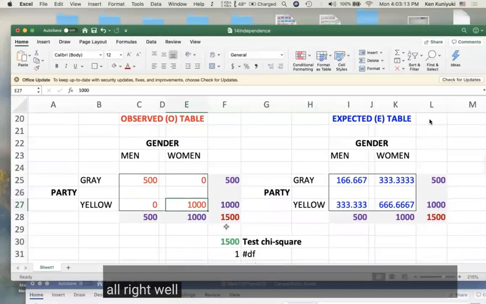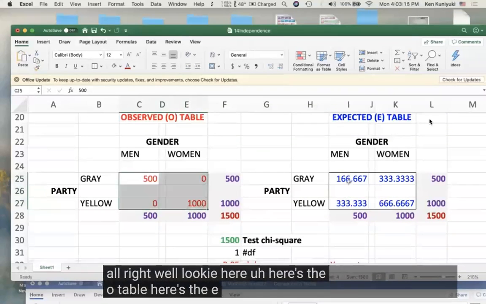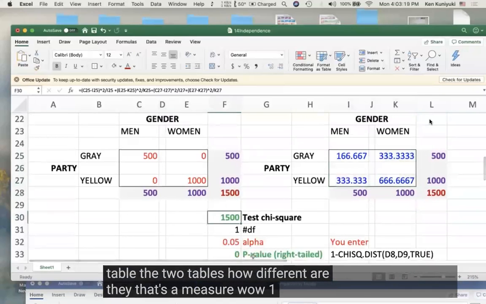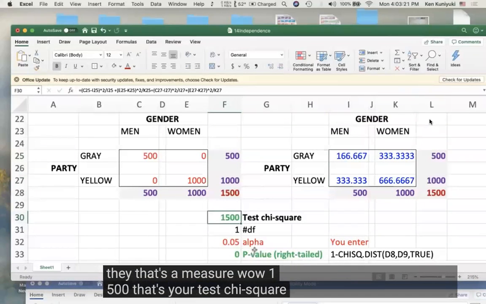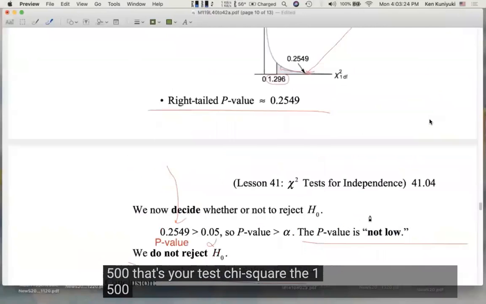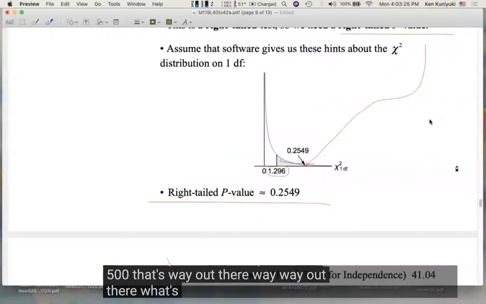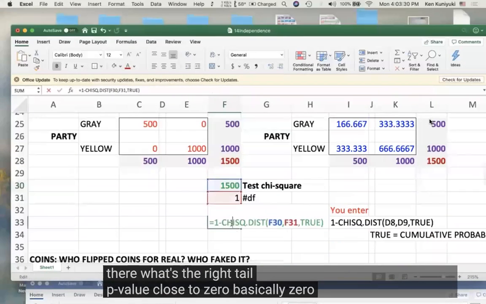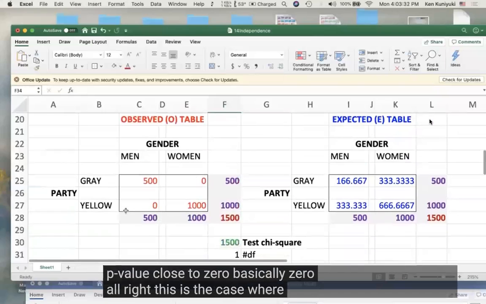All right. Well, look here. Here's the O table. Here's the E table. The two tables, how different are they? That's a measure. Wow, 1,500. That's your test chi-square. The 1,500, that's way out there. What's the right tail p-value? Close to 0. Basically 0. All right, this is a case where it definitely matters.